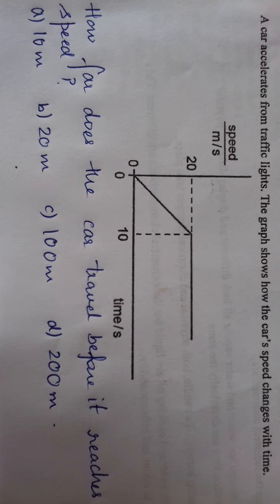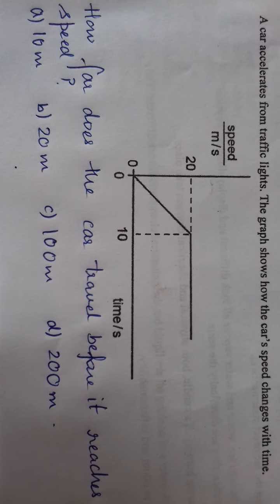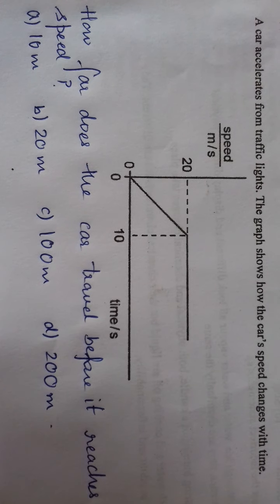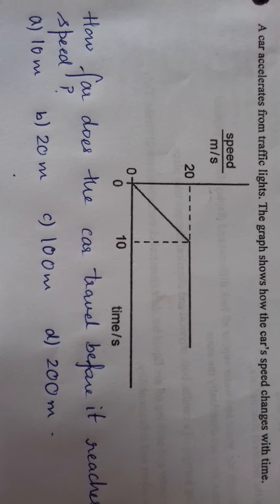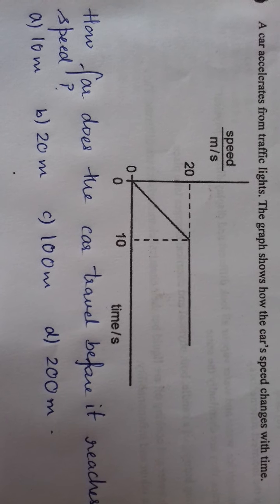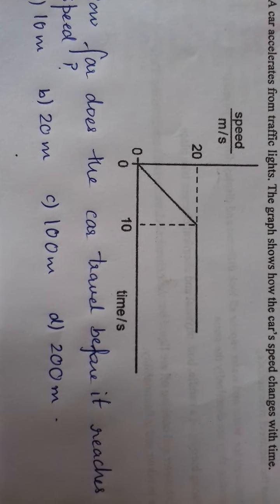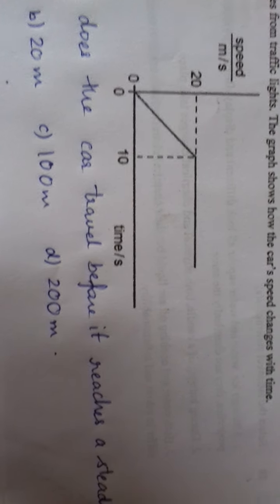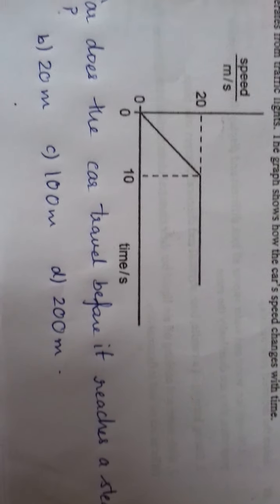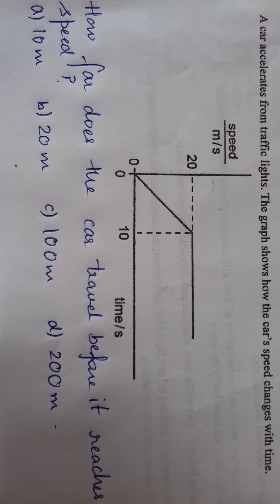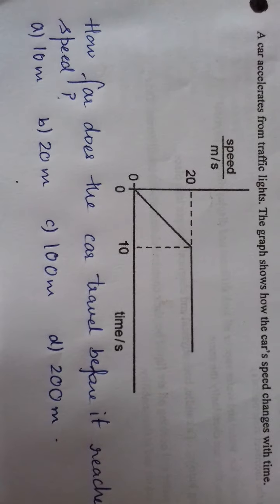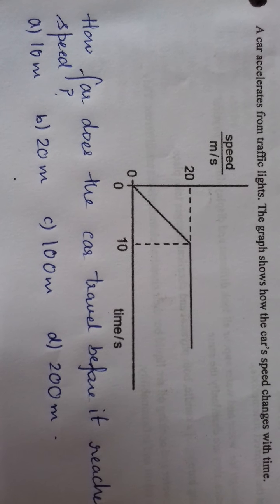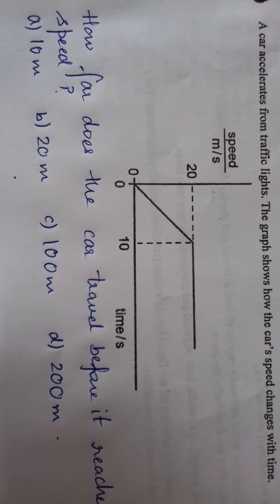And after 10 seconds, speed remains constant. It means the body moves with uniform speed. It has uniform motion after 10 seconds. Now let us read the question here. How far does a car travel before it reaches a steady speed? Okay, so the question is, how far does the car travel before it reaches a steady speed? It means within 10 seconds, what is the distance traveled by the car?